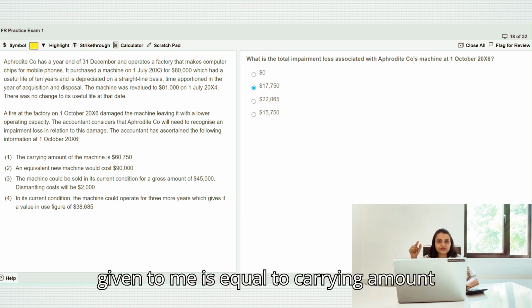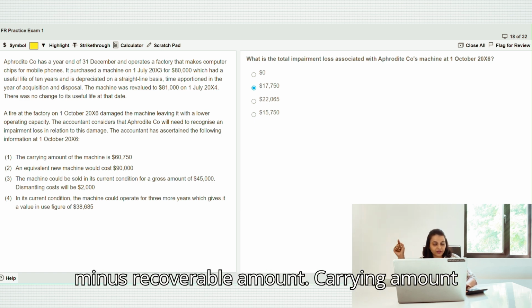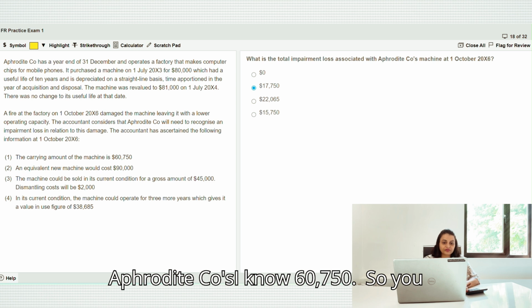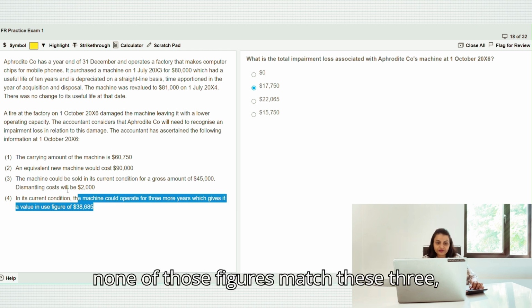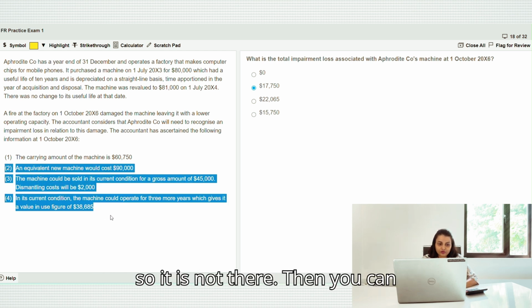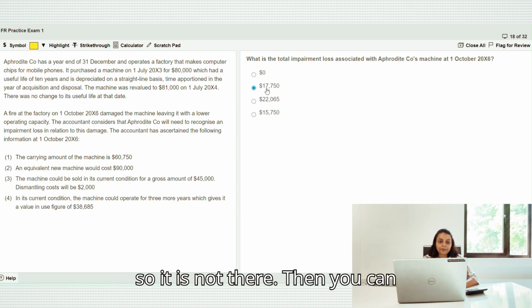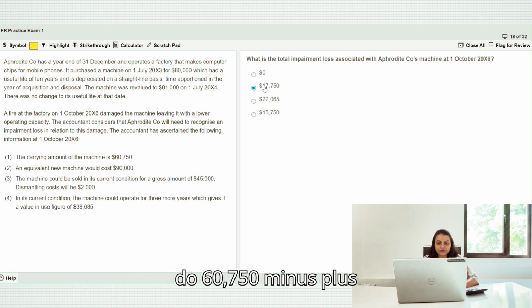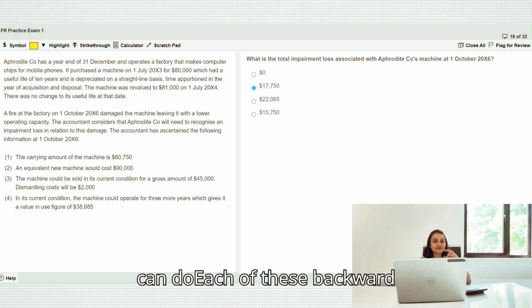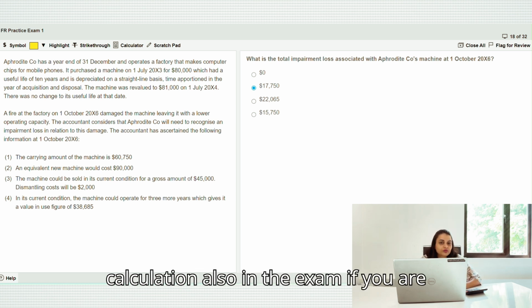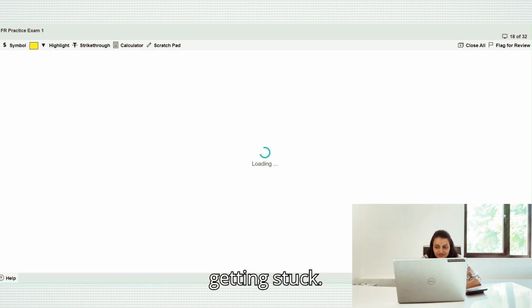Impairment loss given to me is equal to carrying amount minus recoverable amount. Carrying amount I know 60,750. So you do 0 plus 60,750. None of those figures match these three. So it's not there. Then you can do 60,750 minus 17,750, 43,000. Okay, so this makes sense. So you can do each of these backward calculations also in the exam if you're getting stuck.